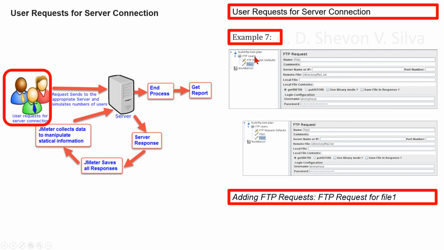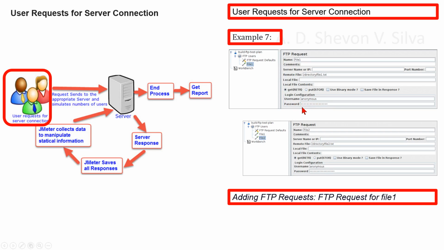Then select the FTP request element in the tree and edit the following properties. Change the name to file1. Change the remote file field to /directory/file1.txt. Then change the username field to anonymous and change the password field to, for example, anonymous@test.com.